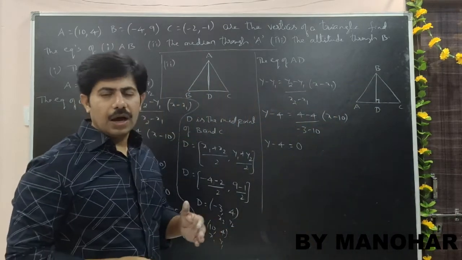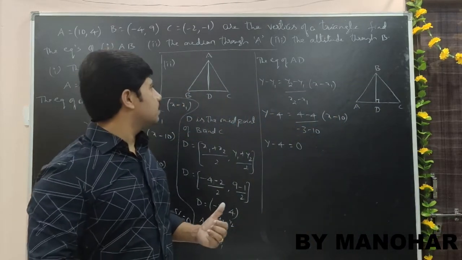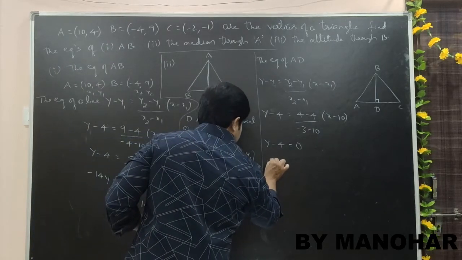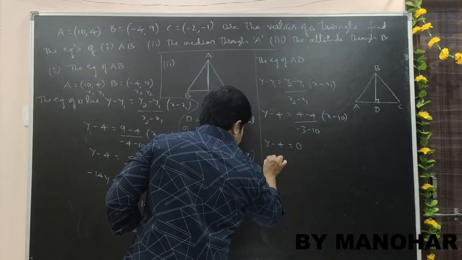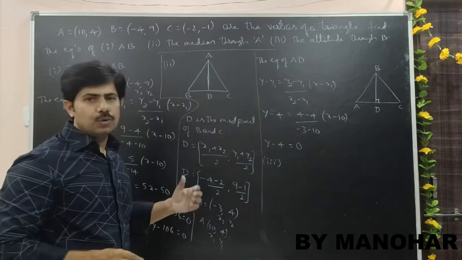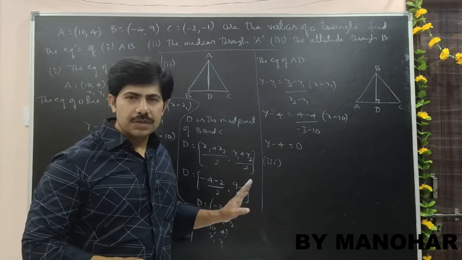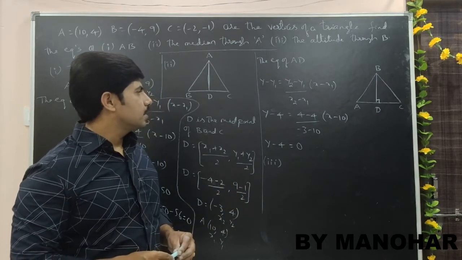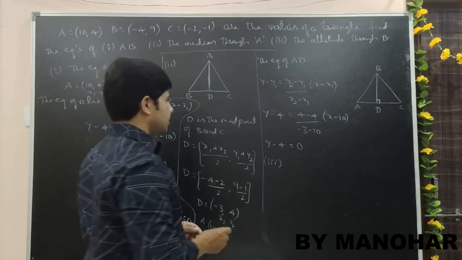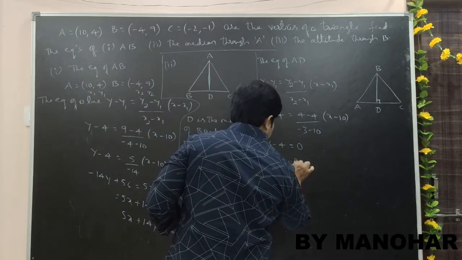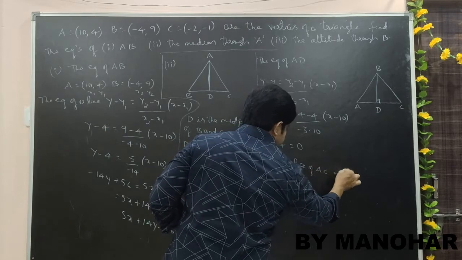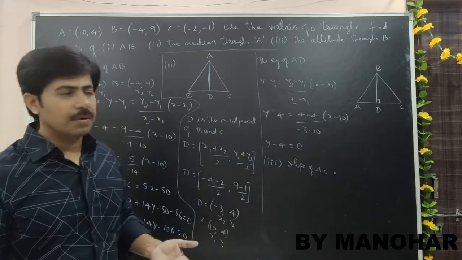See, I'll tell how to do it. Please complete this third bit. Okay, first bit is over, second bit is over, third bit: altitude through B. I'll tell how to solve. Remember, altitude is always perpendicular to the base. So what you do in this problem is first find the slope of AC. That is how you will find the slope of AC.